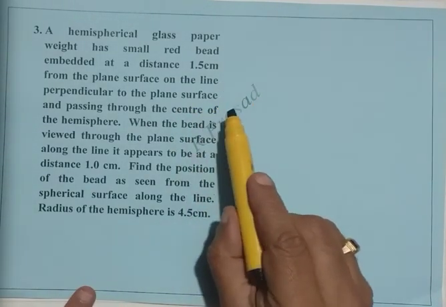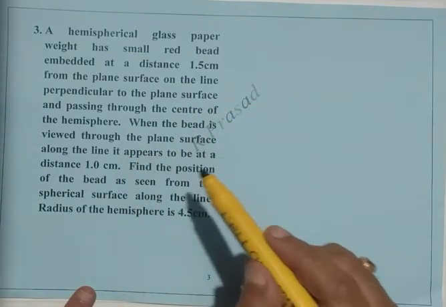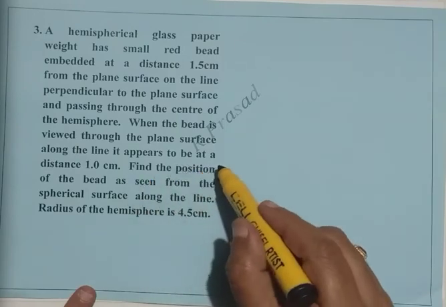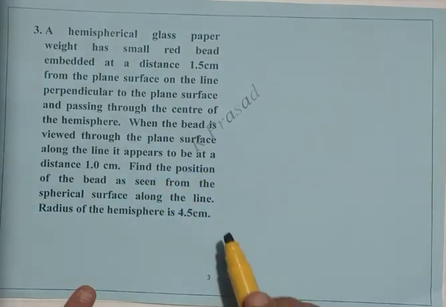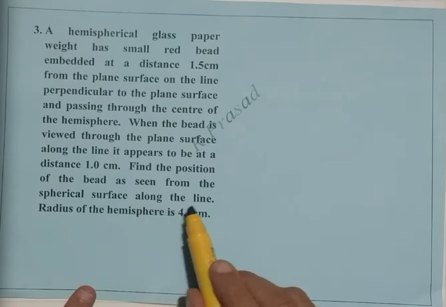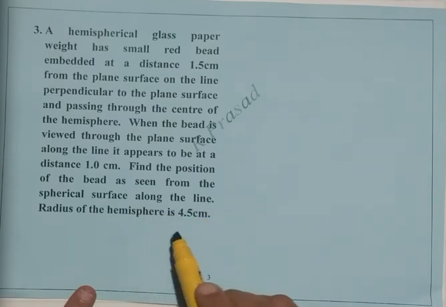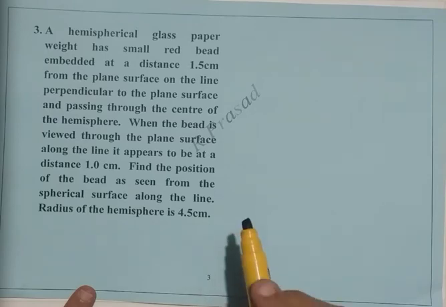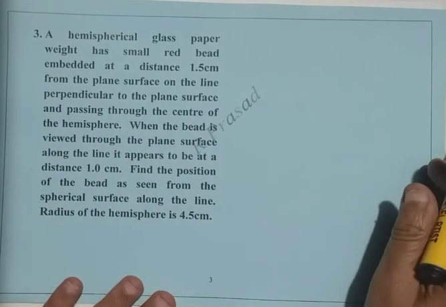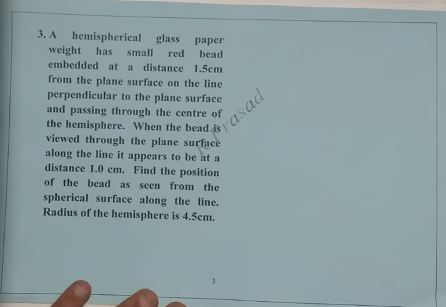When the bead is viewed through the plane surface along the line, it appears to be at a distance of 1 centimeter. Find the position of the bead as seen from the spherical surface along the line. Radius of the hemisphere is 4.5. We write the figure first and then we think of the idea.